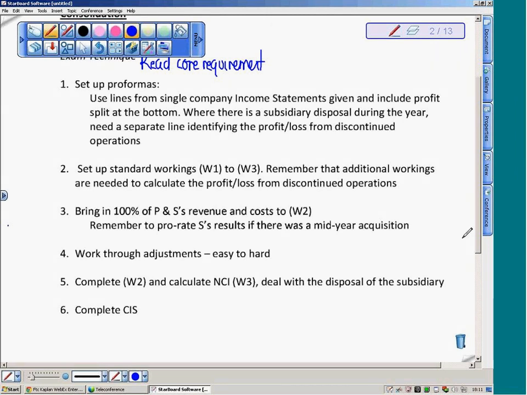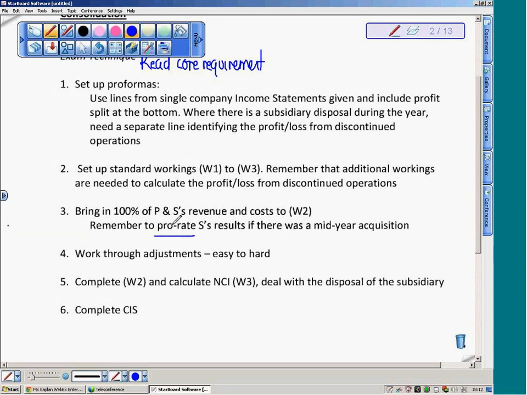Okay, so point 3 in our technique is to remember to introduce the parent and subsidiary revenue and cost items into our consolidation schedule. Remember to pro rata if there is a subsidiary that was acquired partway through the year. Okay, so sometimes what you do see is maybe during the year, the parent has acquired a subsidiary and we're only interested in consolidating a subsidiary from the date of acquisition. Okay, so if a subsidiary is acquired, let's say 31st of March and our year end is 31st of December, well, you're only going to consolidate the 9 months of the year.